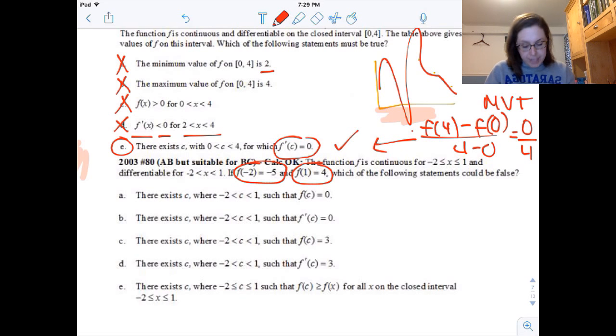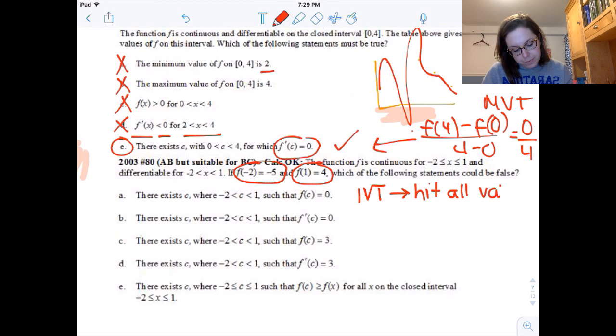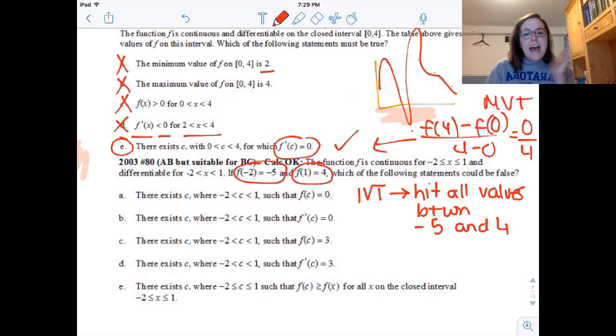IVT would tell me it needs to hit all values between -5 and 4. So let's go through and eliminate any of those. F needs to hit all values between -5 and 4. So F would have to hit 0. Absolutely. F would have to hit 3. Absolutely. And B and D are unrelated and E is unrelated. So I've eliminated those by knowing what IVT says.